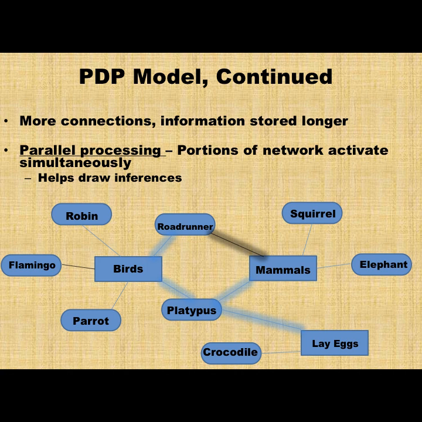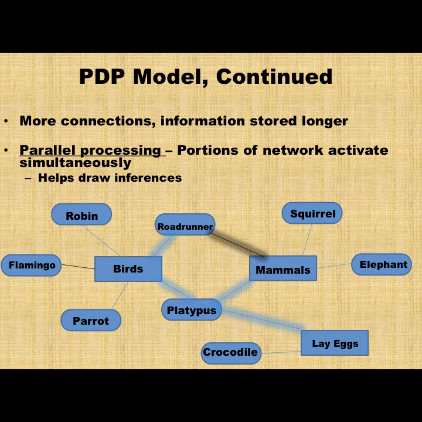Also, we need to note parallel processing, which is essentially when portions of the network activate simultaneously. And this is how inferences are drawn. And consider this model again. Let's say that the guy thinking about this originally thought, "Hey, what other animals lay eggs?" So he started at lay eggs, and then that activated the chain towards platypus, and platypus in turn activated mammals and birds, and then because of mammals and birds, roadrunner got activated.